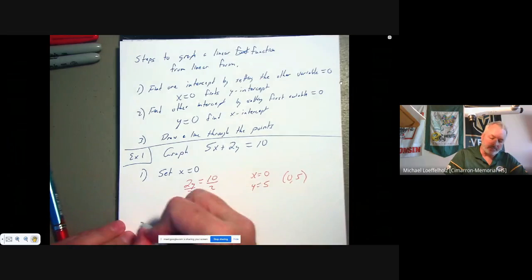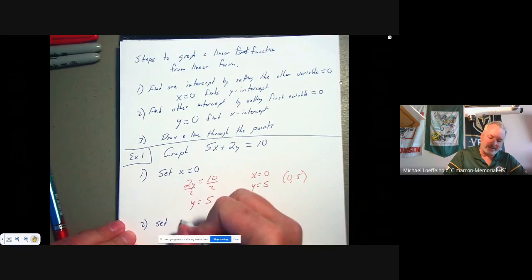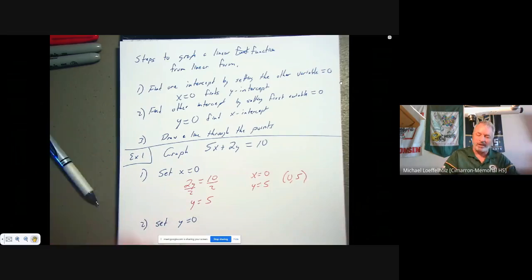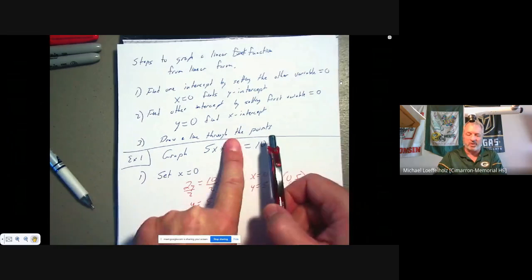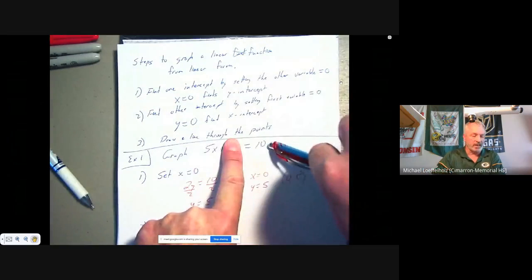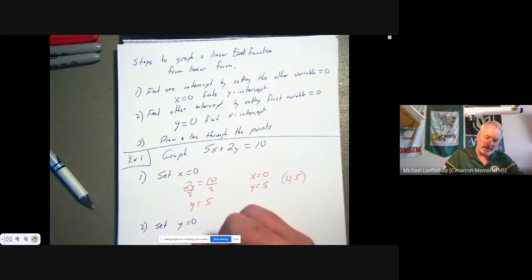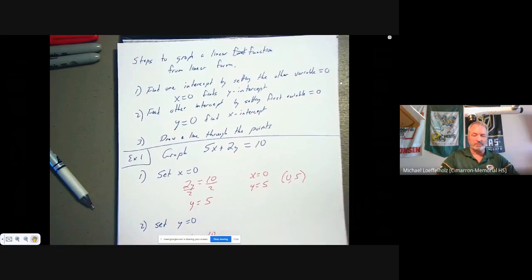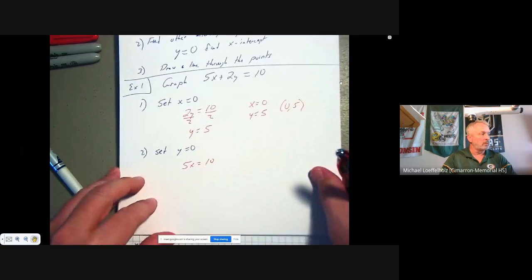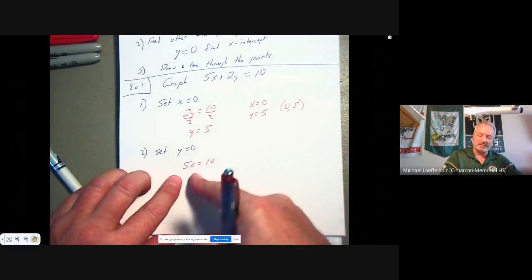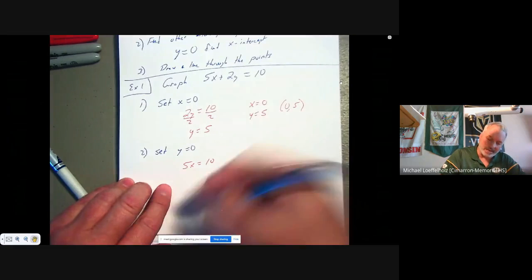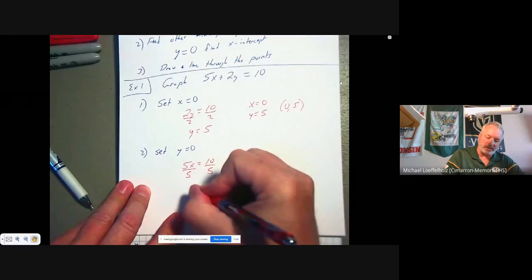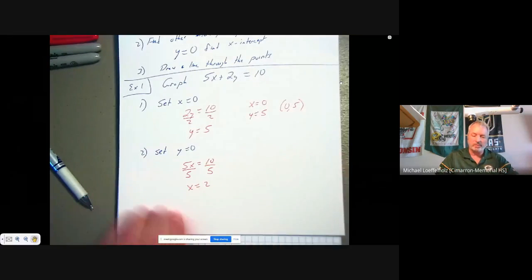Okay, step 2, set y equal to 0. If I set y equals 0, that means this piece disappears, so I'm left with 5x equals 10. Of course, then I have to find x. So 5 is multiplied, so I do the opposite. I divide, and I have to divide both sides, which means x equals 2.